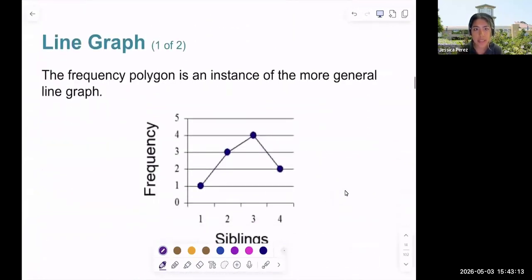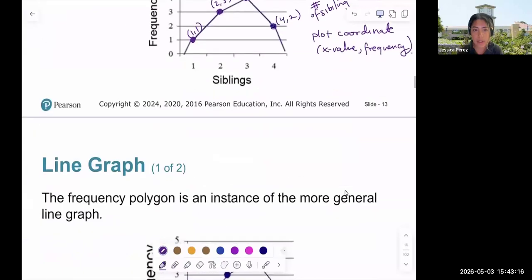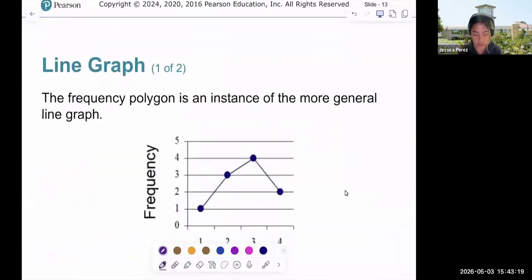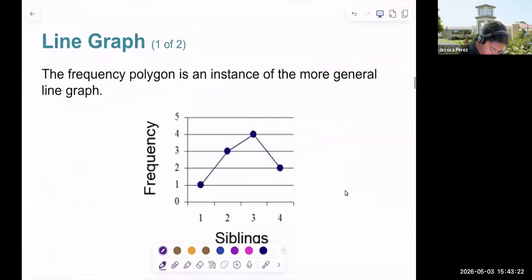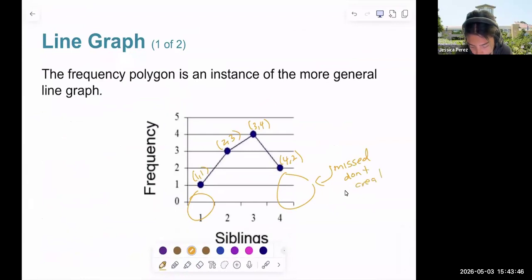We can also do a line graph. Look at the difference between the line graph and the frequency polygon. The frequency polygon is an instance of a more general line graph. So see how the difference is we don't follow the trace. So we only take care of the points. So again, the points 1, 1. Here we get 2, 3, 3, 4, and then 4, 2. But then we don't end it, right? We don't finish, we don't create a polygon. That's the difference between the line graph and the polygon.